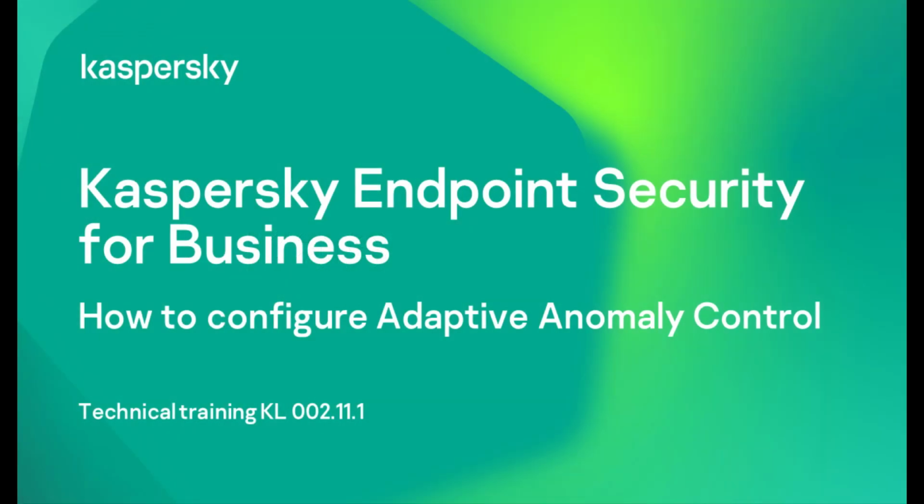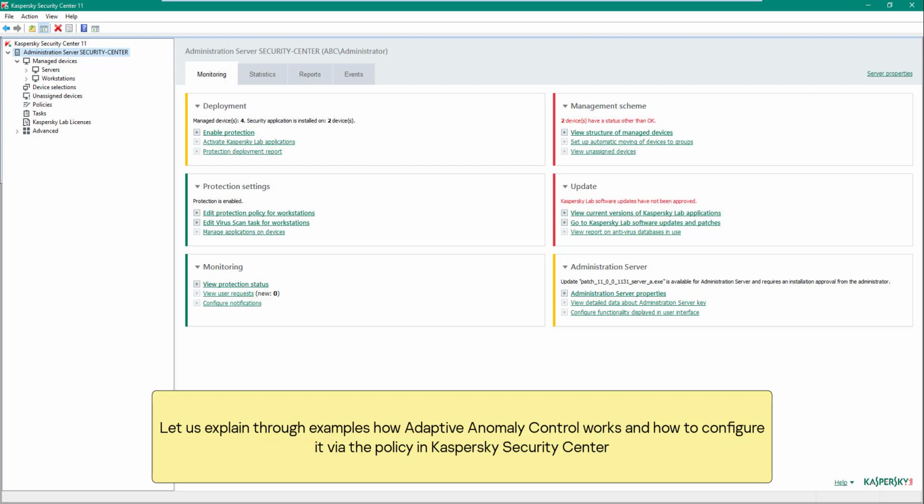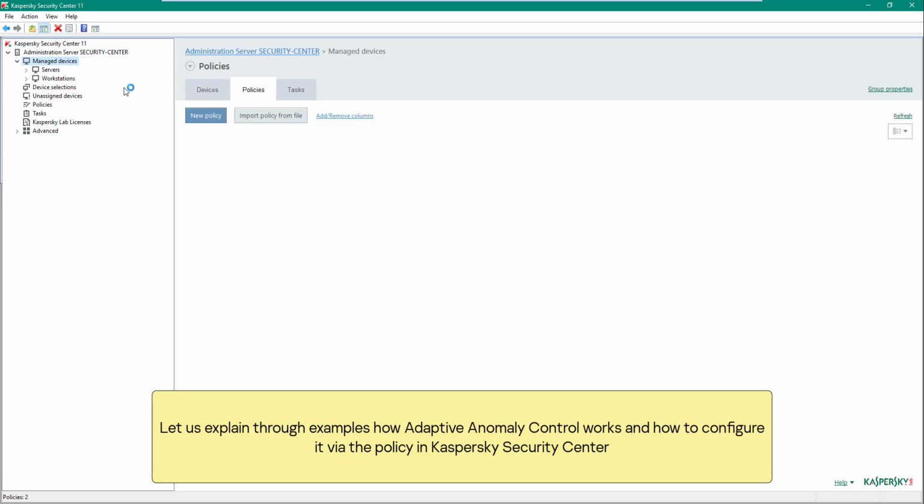How to configure adaptive anomaly control. The adaptive anomaly control component appeared in Kaspersky Endpoint Security version 11.1. It includes a set of most popular activity patterns characteristic of malware, behavior that may indicate attempts to compromise the system.